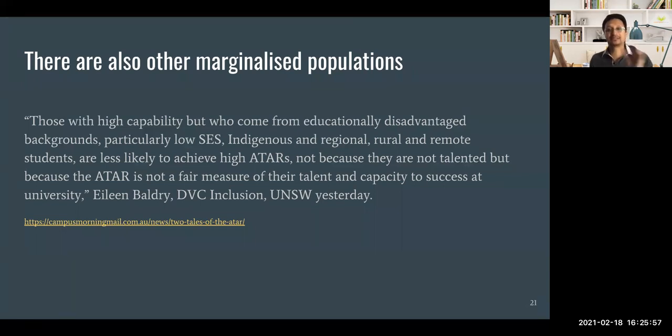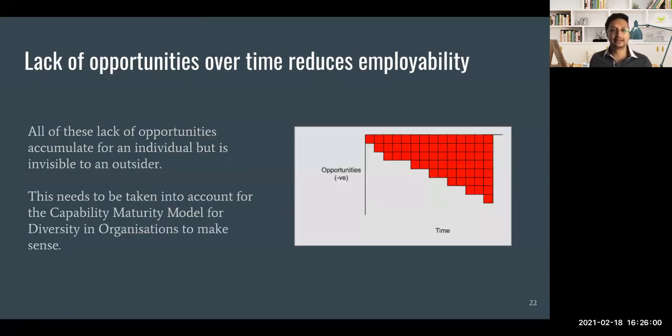So you can see there's this common element that I've been talking about. And how I visualize that is lack of opportunities over time reduces employability. So when we talk about merit, when we talk about hiring on merit, if we're not taking into account these sort of things, we're not really hiring on merit. And that's particularly interesting for me from a senior management and hiring into senior management perspective, because that's when you can really see the stark differences in those lack of opportunities and the skills and experience that shows in there.